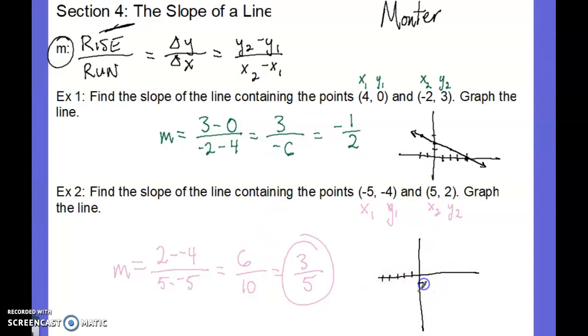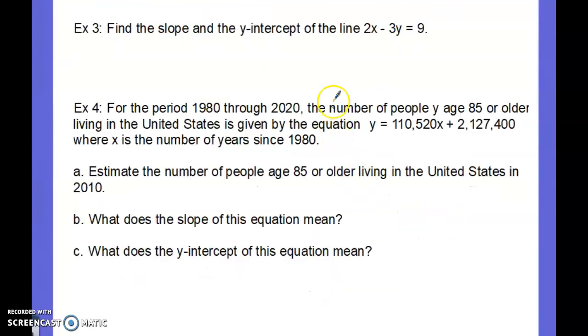So since we're asked to graph -5, 4, and then 5, 2, you can actually see that it's going up 6, right 10. Or you can do up 3, right 5, up 3, right 5, and they fall on top of each other. So that's why they want you to graph, is so you can visually see if you did it correctly. I strongly encourage you checking your work, by the way.